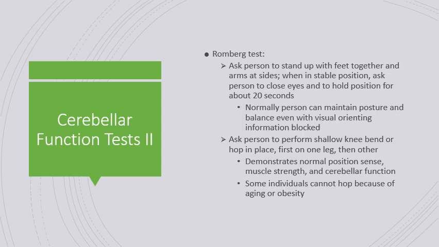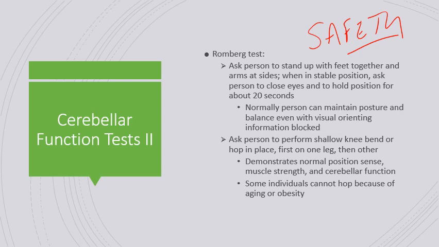Romberg's test is where you have the person stand up, feet together, arms at the side, and have them close their eyes for about 20 seconds. And then you want to make sure that they don't fall over. Make sure that with all of these that you're supporting safety and you're there to catch them in case they start to fall.